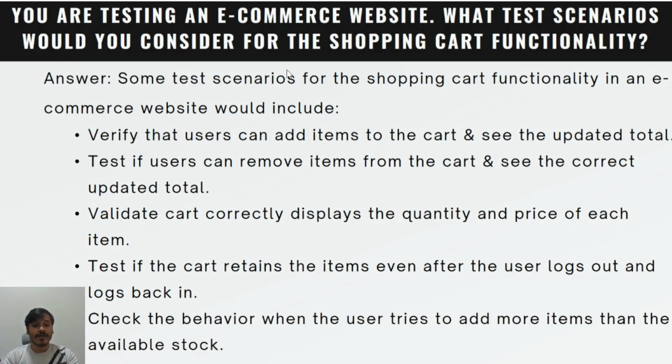Check the behavior when the user tries to add more items than the available stock. Say for example, only one t-shirt is available on that particular e-commerce site, and I'm trying to add two or three t-shirts. Then I should not be able to add two or three items, and I should get some message like you can only order one T-shirt right now because of unavailability of the T-shirt. So yeah, we need to see these kinds of scenarios also.